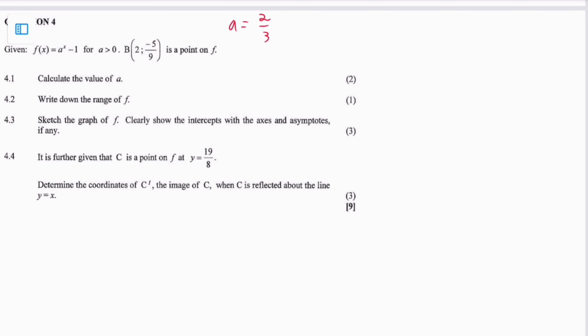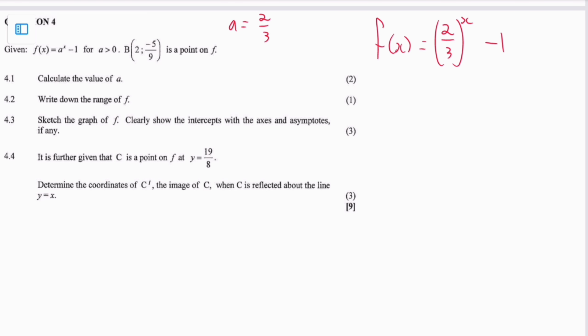So now they want us to write down the range of f, okay? And so let's just think about this question very logically. So now what do we have? F of x is equal to 2 over 3 to the power x minus 1, right? And obviously a is greater than 0. That's why in the previous question when we did the square rooting, technically it's a plus minus, right? But a is greater than 0, so we choose the positive answer of 2 over 3.